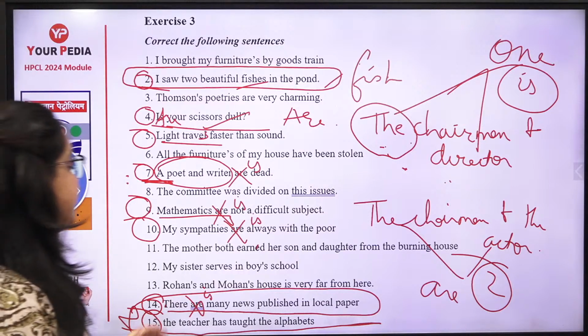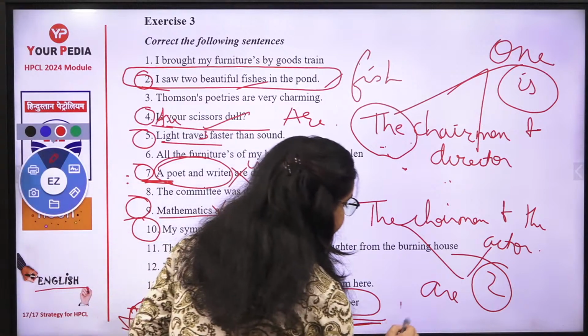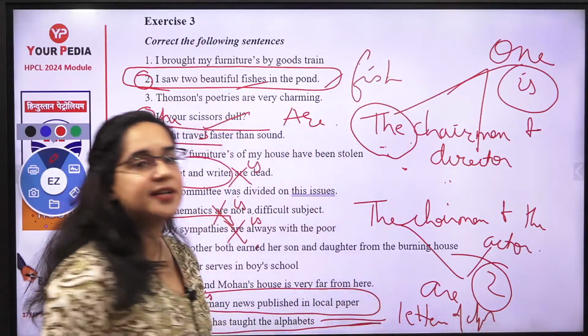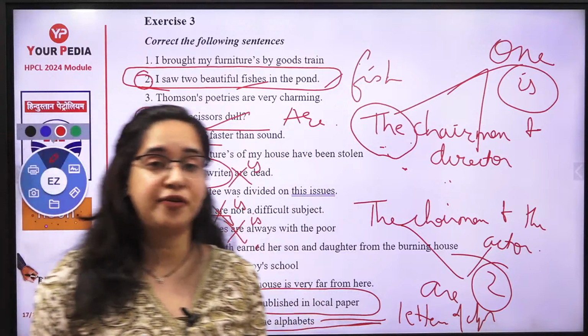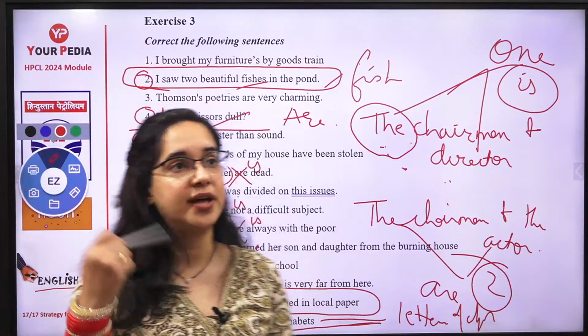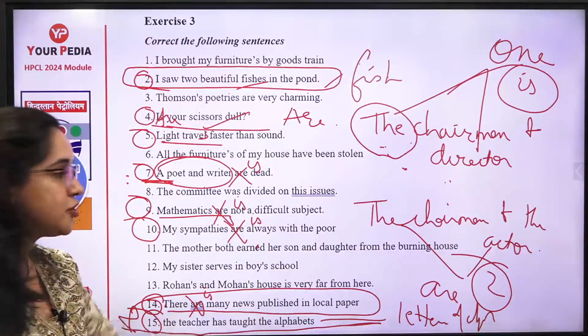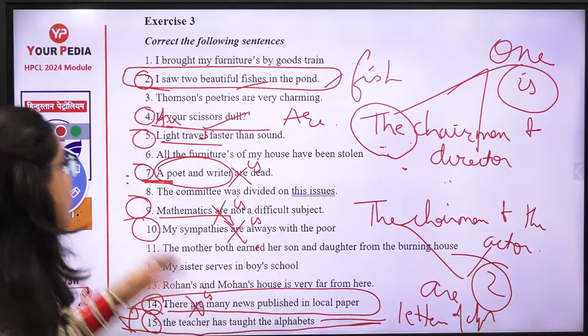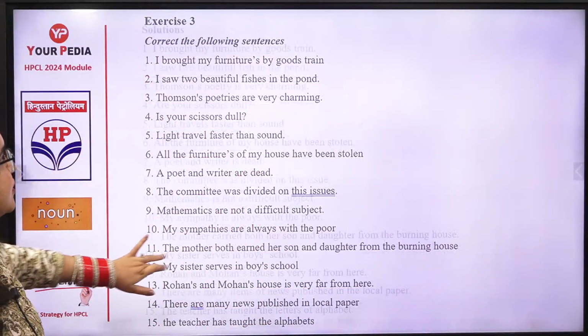You never teach the alphabets. It is always the letters of alphabet. Like it is advices नहीं होता, piece of advice होता है, piece of paper होता है. Similar way, it is the teacher has taught letters of alphabet. It is not alphabets. That's the wrong way of speaking it out. I hope this is also clear.